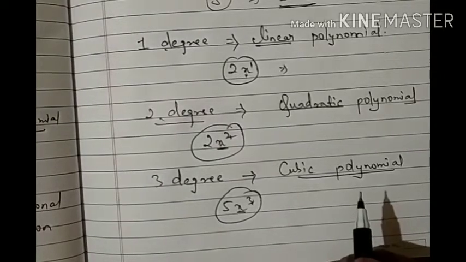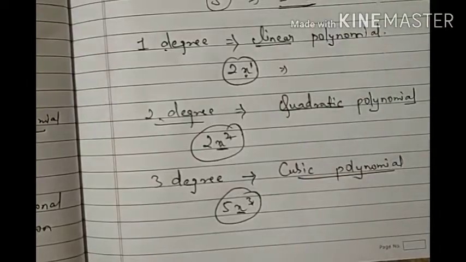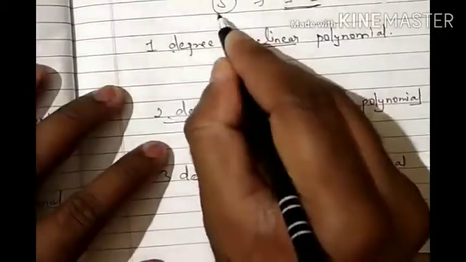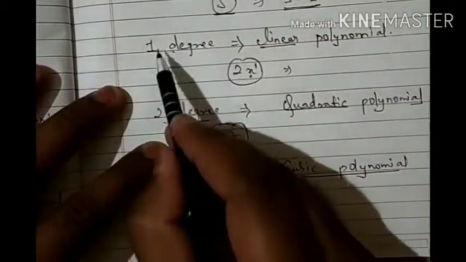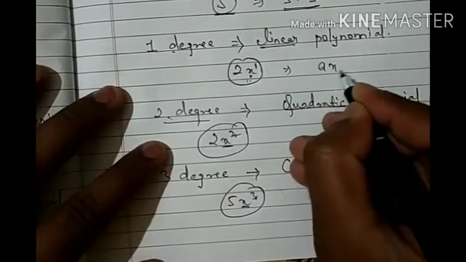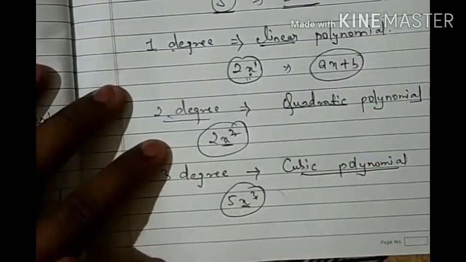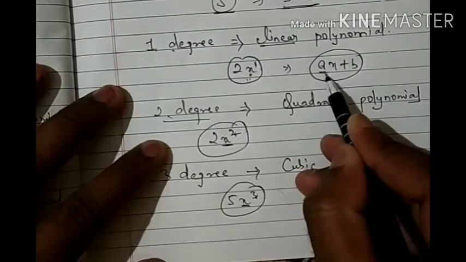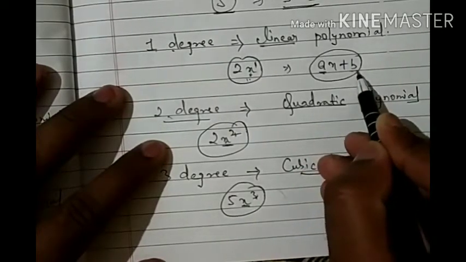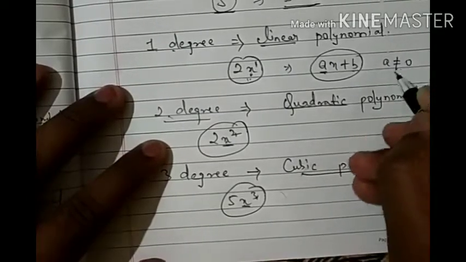Let's make it clearer. In all the given terms, we can substitute a constant term, that is, we can write only 5. 1 degree, that is a linear polynomial. We can write it as ax plus b, where a and b both are constant terms, but a is not equal to 0.